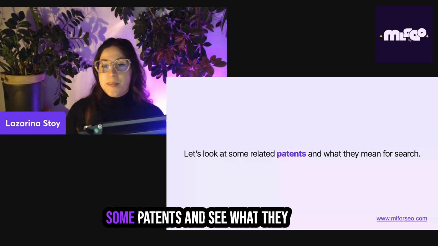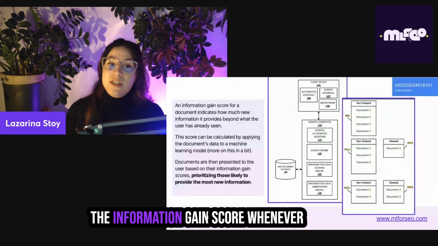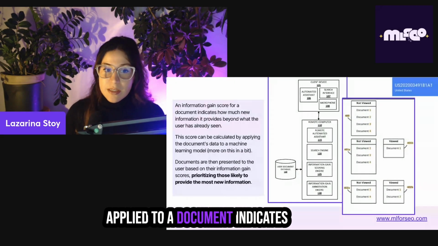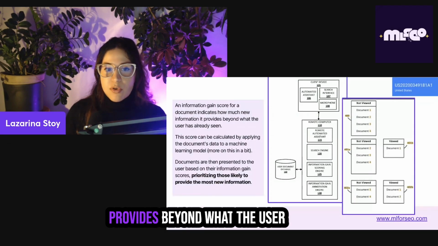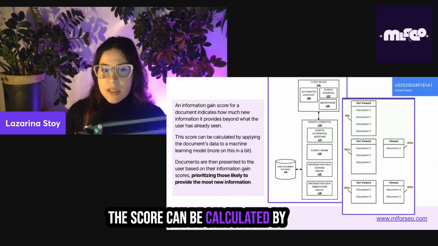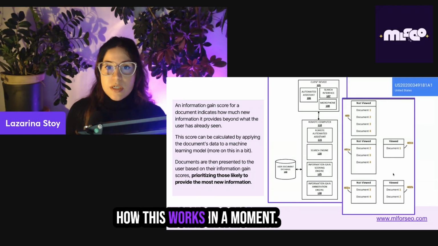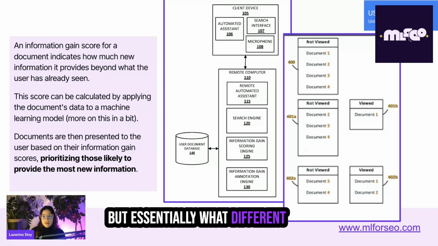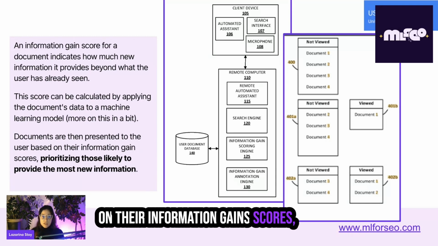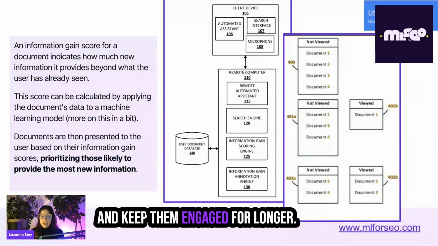It might be useful to look at some patterns and see what they mean for search in order to better explain this concept. The information gain score, whenever applied to a document, indicates how much new information it provides beyond what the user has already seen on this topic. This score can be calculated by applying the document to a machine learning model. We will explain a little bit more how this works in a moment, but essentially, what different patterns will tell us is that documents are presented to the user based on their information gain scores, prioritizing certain documents or web pages that are likely to provide the most new information to the user and keep them engaged for longer.